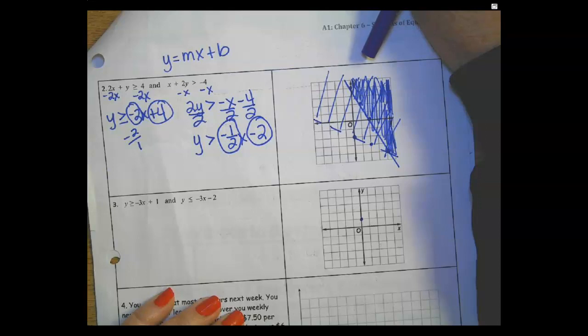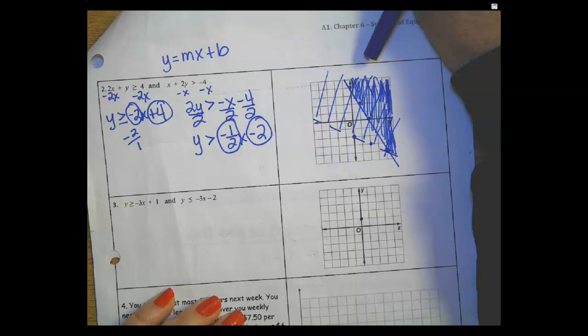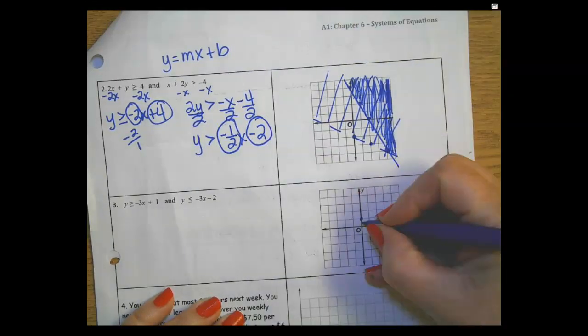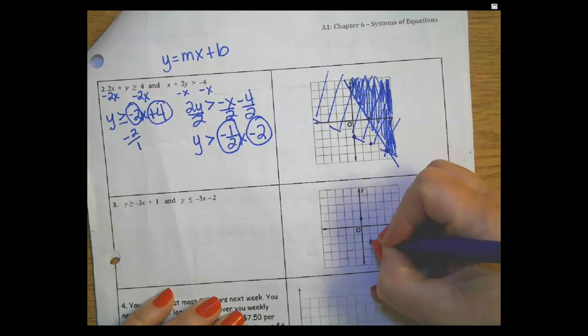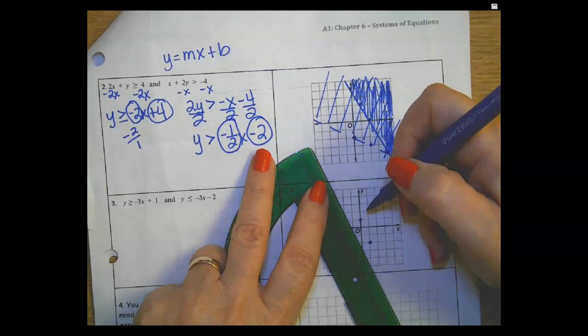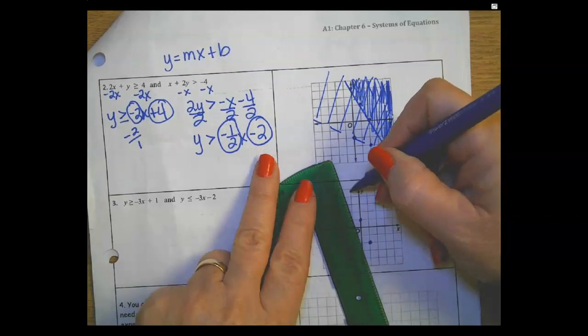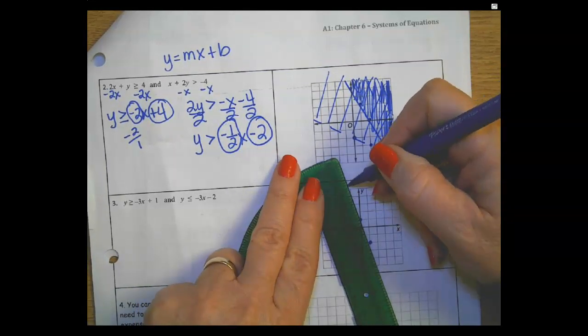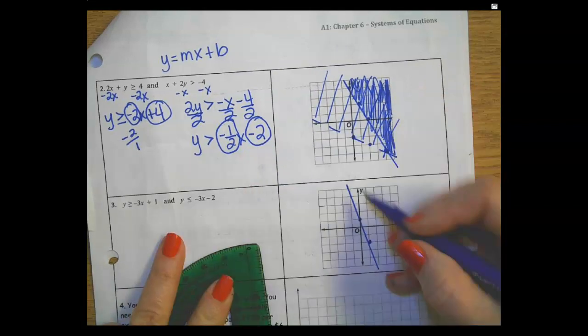I'm going to follow this along until I get an actual point. 1, -2. So 1, -2. So here's one of the lines. And if I look in Desmos, it's a solid line. So solid line, and it's shading it this way.